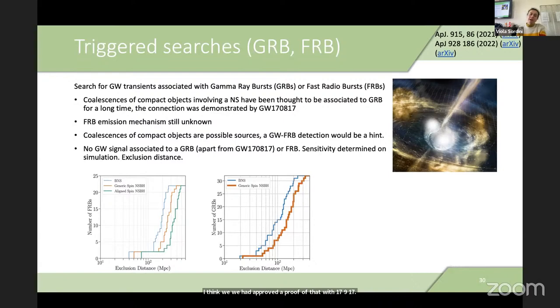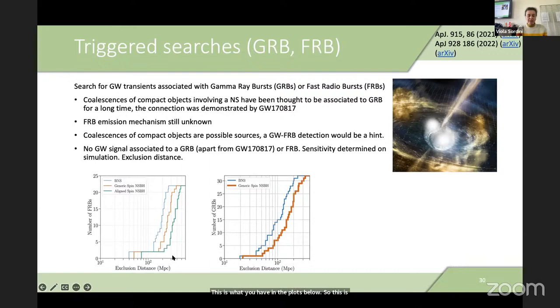For fast radio bursts, the emission mechanism is still unknown. But again, we think this might be related to coalescences of compact objects involving a neutron star. So if we have a detection, this could be a hint for their formation processes. For the moment, we don't observe any associated detection apart from 170817. So what we do is that we use the sensitivity that we determine on simulation to have some exclusion distance. This is what you have in the plots below.